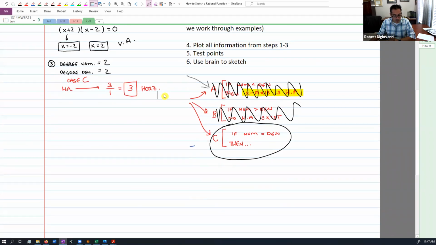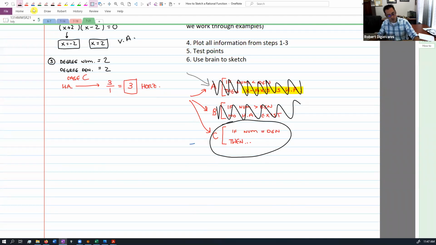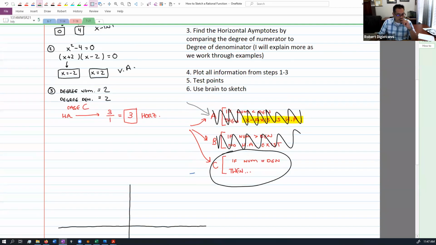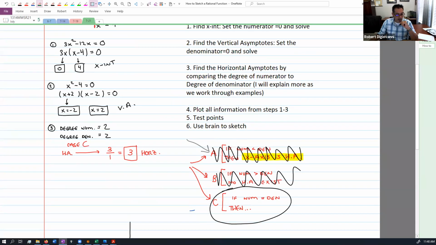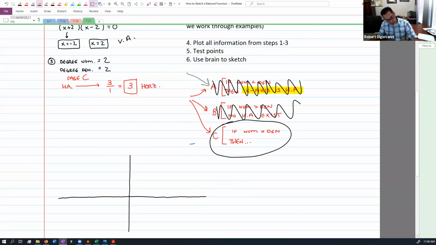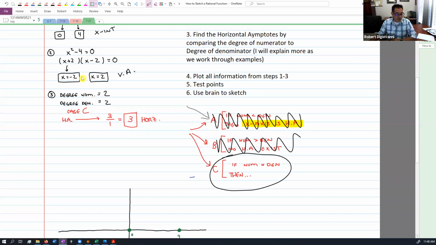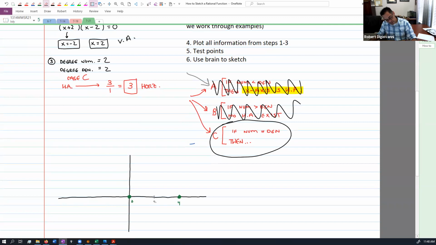Okay, I'm ready to draw this. Do I have any questions? My graph is going to be in green. Starting with the x-intercepts, I have them at 0 and 4. I have points on my graph. I have 2 vertical asymptotes, one at -2 and one at +2. Those are vertical dotted lines.